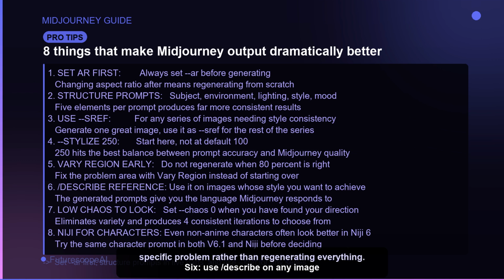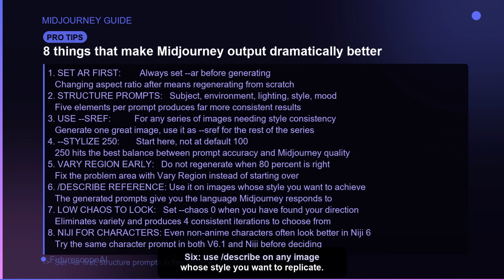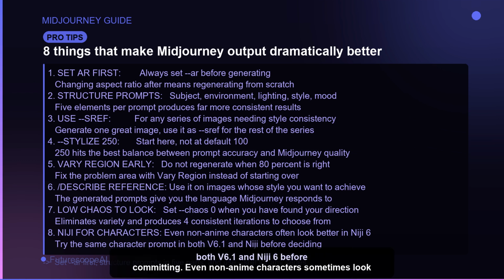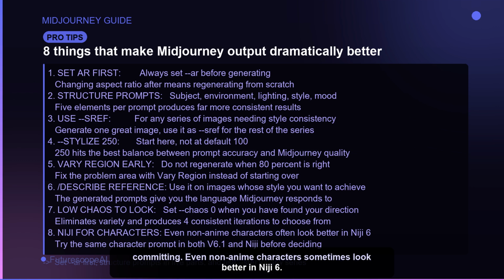6. Use /describe on any image whose style you want to replicate. The prompts it generates reveal the vocabulary Midjourney responds to. 7. Set chaos to 0 when you have found your direction. It produces 4 consistent iterations instead of 4 varying ones. 8. Test character prompts in both version 6.1 and Niji 6 before committing. Even non-anime characters sometimes look better in Niji 6.